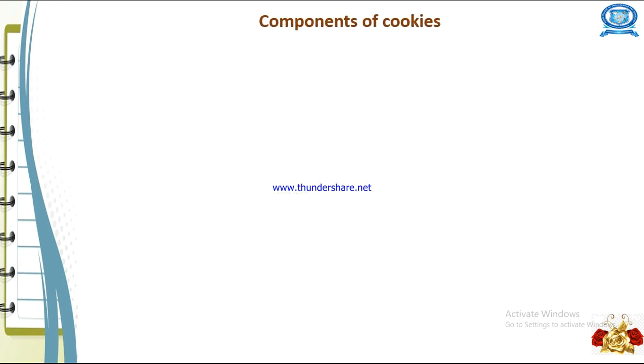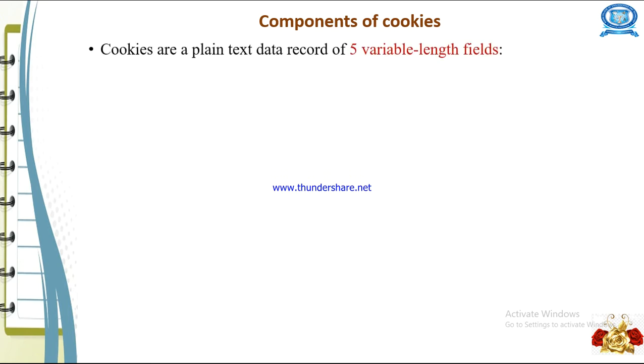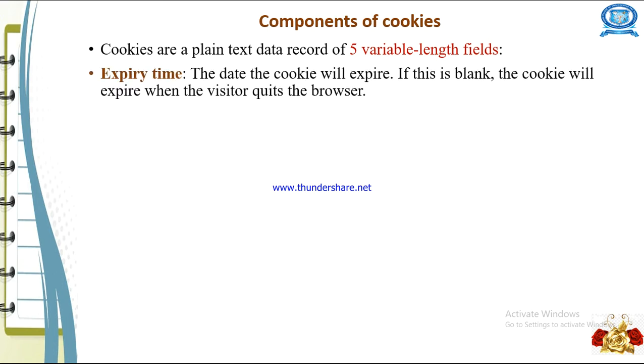Next we are going to discuss the components of cookies. Normally the cookies are plain text data, a record of 5 variable length fields. The first is the expiry time, the date the cookie will expire. If this is blank, the cookies will expire when the visitor quits the browser. The expiry time is very important.